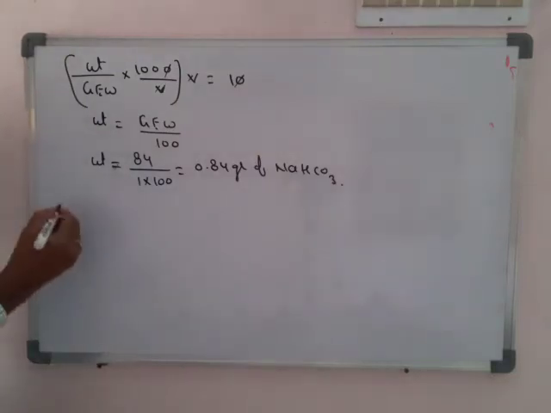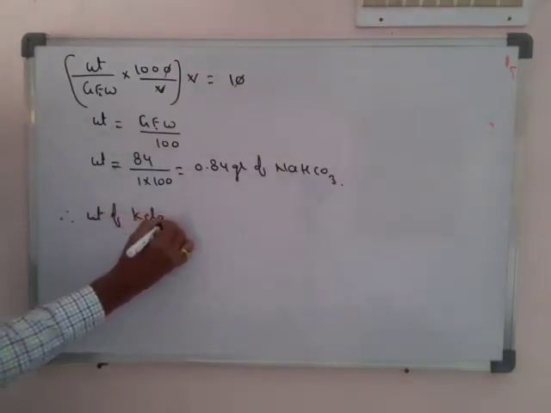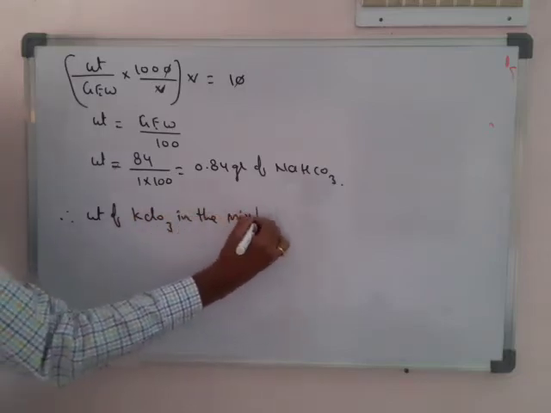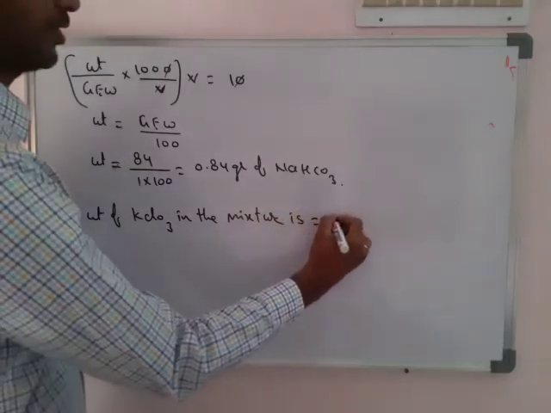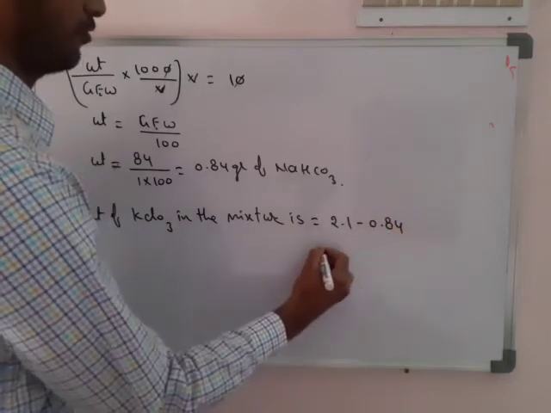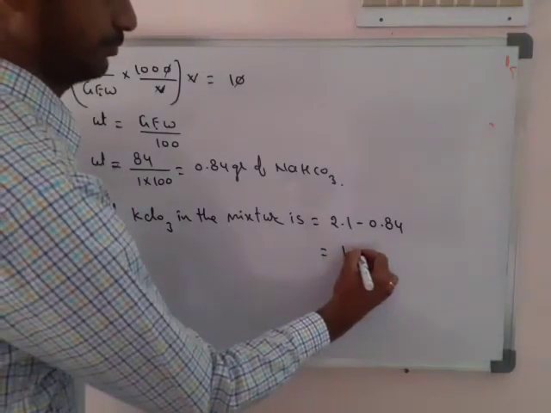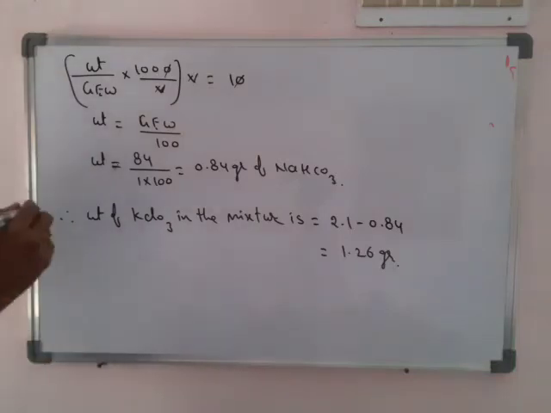So with the help of this, we can write the weight of KClO3 in the mixture: total weight 2.1 minus 0.84, approximately 1.26. So 1.26 gram of KClO3.